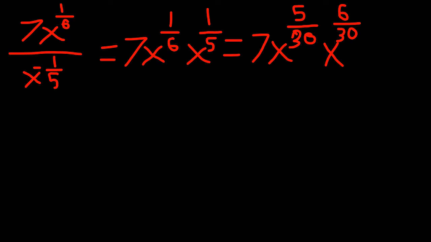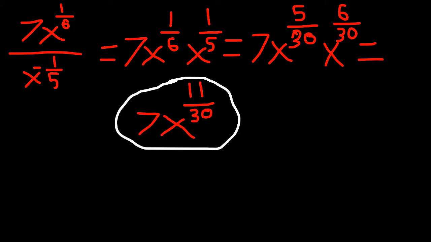So we get 5 over 30 plus 6 over 30. Since they have the same base, you can add them together to 11 over 30. So your final answer is 7x to the power of 11 over 30.